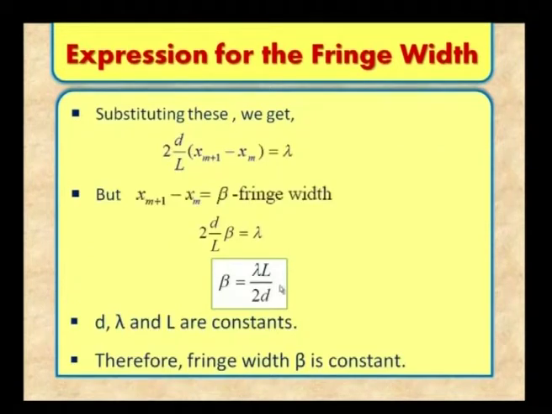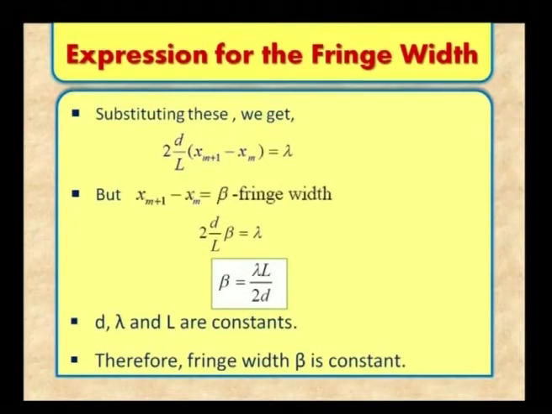L is a measurable quantity. Beta is the one that is being measured in the laboratory. How do you measure beta? Make the crosswire coincide with the mth bright band, then move the crosswire to coincide with the m plus 1th bright band, or the mth dark band and the m plus 1th dark band. As I told you, it is immaterial whether you concentrate on the bright band or the dark band. Therefore, beta is a thing that can be measured.